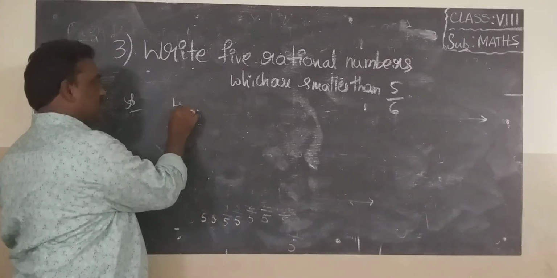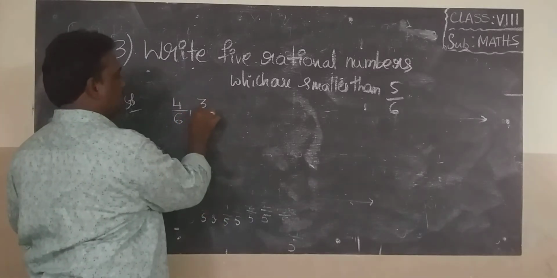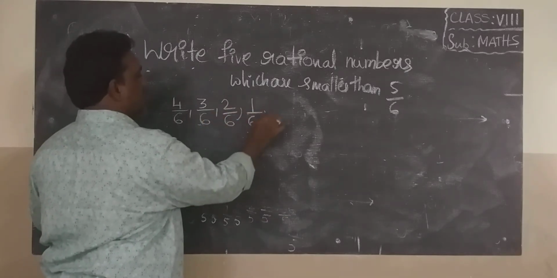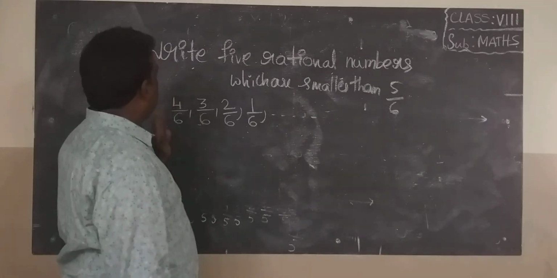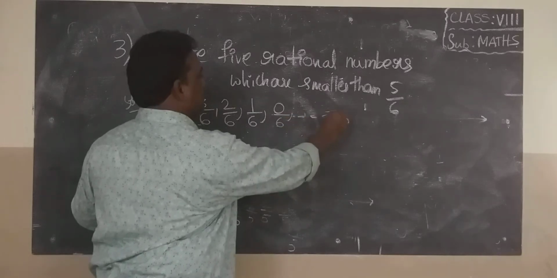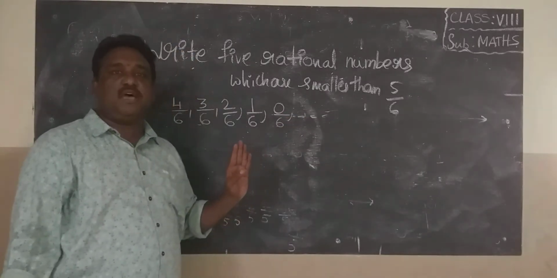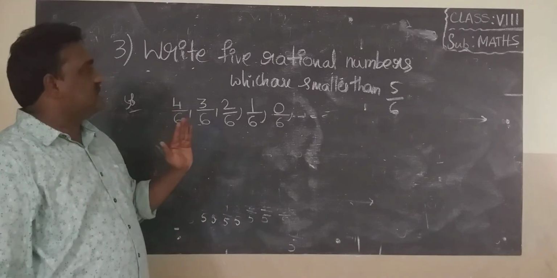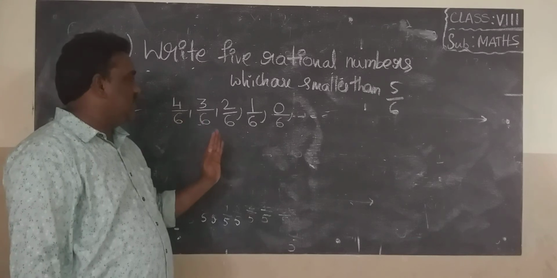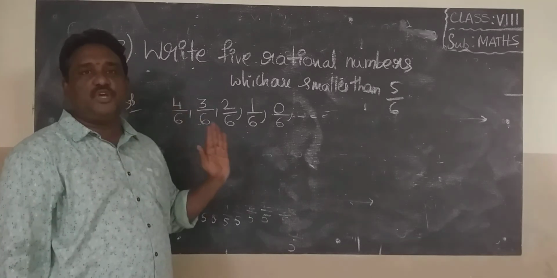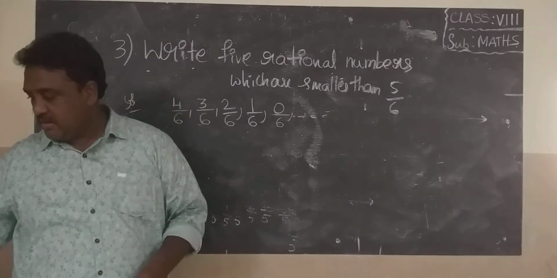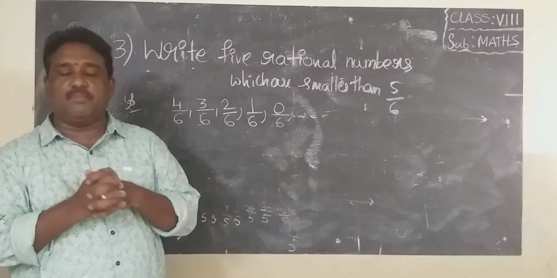4 by 6, then 3 by 6, then 2 by 6, then 1 by 6, then so on. So many are there. We have to write 5, then 0 by 6, and so on. Like that we can write any 5 which are less than 5 by 6. Like that we can write negative fractions also. Actually infinite are there. So with this, 3 sums are completed.